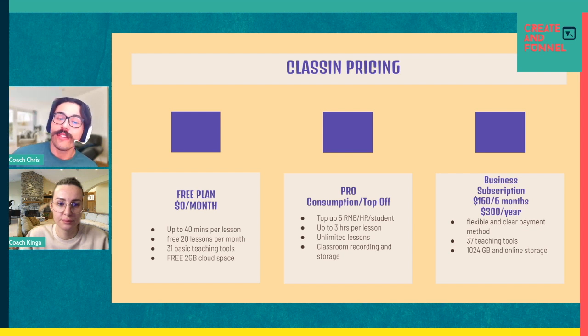Now they've introduced 2 payment options. You can either use the consumption method or top-up method, which is a system where you buy in, so you place in credits, and then per student per lesson, they take away from that credit. So you pay in advance, and you get up to 2,000 RMB credits. I think that's $320 for 2,000 RMB credits.